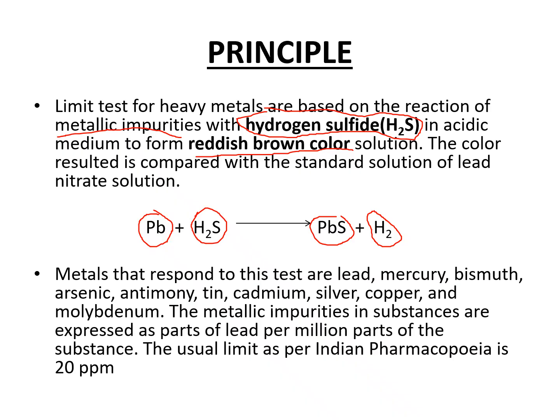These are some examples of the metallic impurity: mercury, lead, bismuth, arsenic, antimony, tin, cadmium, silver, copper, etc. These metallic impurities are expressed in parts per million. As per the Indian Pharmacopoeia, the usual limit is 20 ppm.